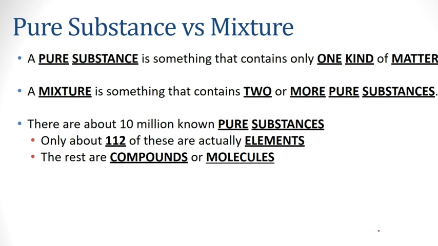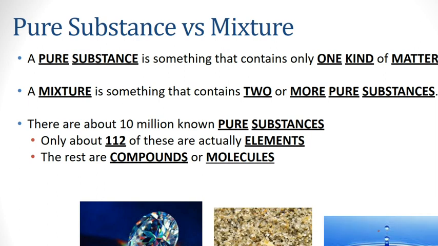Pure just means you have one type of thing. Now, there's tons of pure substances. Of those millions and millions of pure things, only about 112 are actually elements. Think of our periodic table. There's about 112 things on there. So the rest are always compounds or molecules. They're different atoms put together. So here's some pure substances. Diamond, pure water. We can have pure stuff. If you want to talk about sand, you can have pure sand if it's just sand. Depends on what we're talking about.